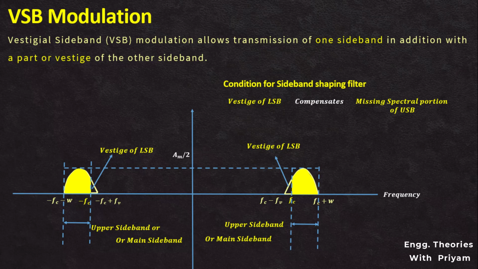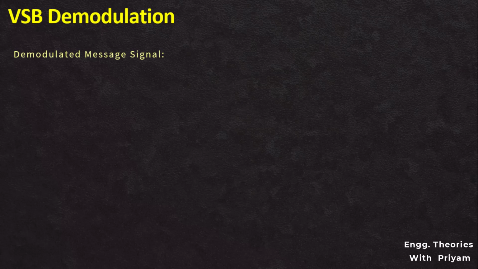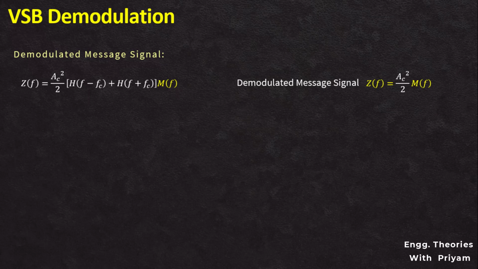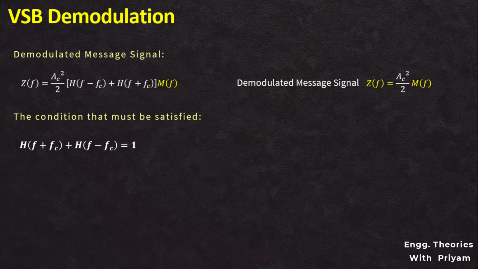Although the demodulation method preserves the same shape of the message signal, the message signal is scaled by a factor of Ac squared by 2. According to the previous lecture, the frequency response of the demodulated message signal can be given by Z(f) = Ac^2/2 [H(f - fc) + H(f + fc)] M(f). After performing the demodulation, a message signal will be obtained scaled by a factor of Ac^2/2. For this demodulation, the frequency response of the sideband shaping filter must satisfy the condition H(f + fc) + H(f - fc) = 1, where the frequency f lies between -W to +W.